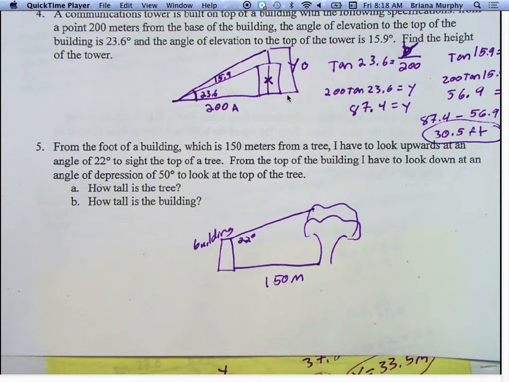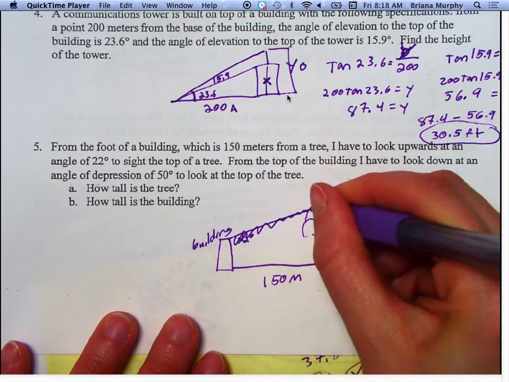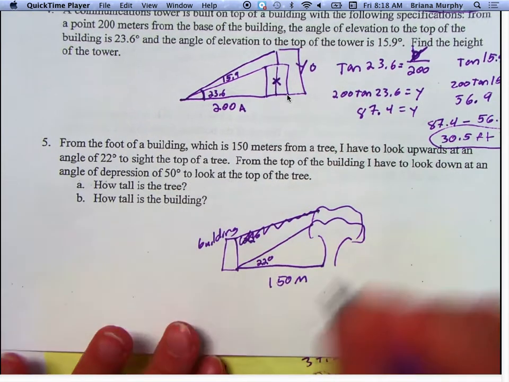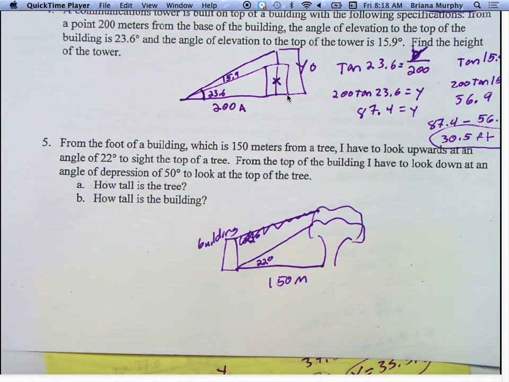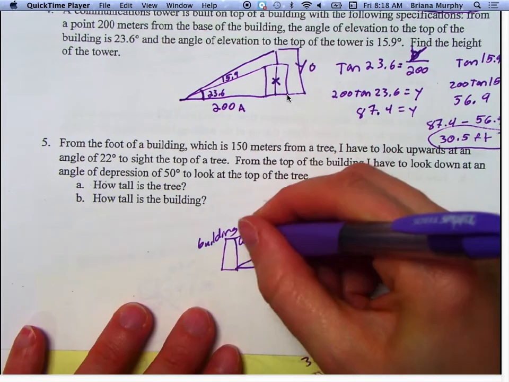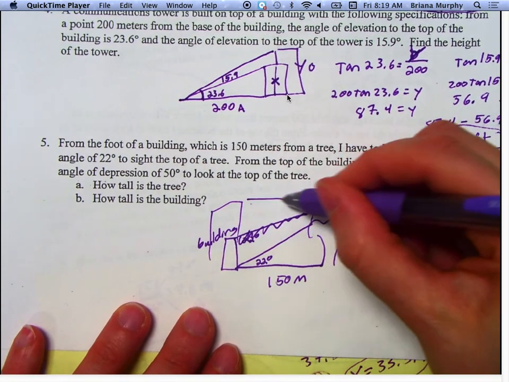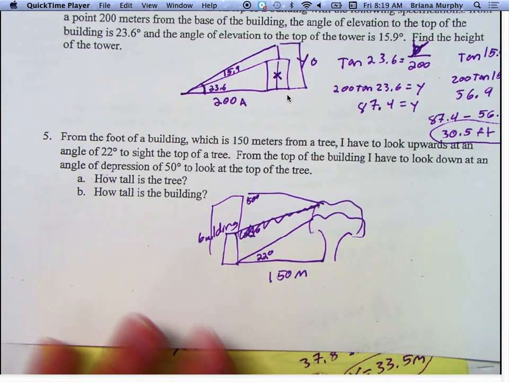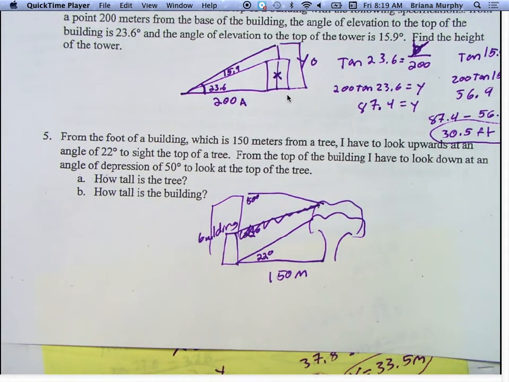From the top of the building, I have to look down. Oh, no, that's not where that goes. So I have to look up 22 degrees to find my tree. From the top of the building, I have to look down at an angle of depression, my building is bigger, of 50 degrees to see my tree. All right, let's ignore finding the height of the building first. Let's find the height of the tree.